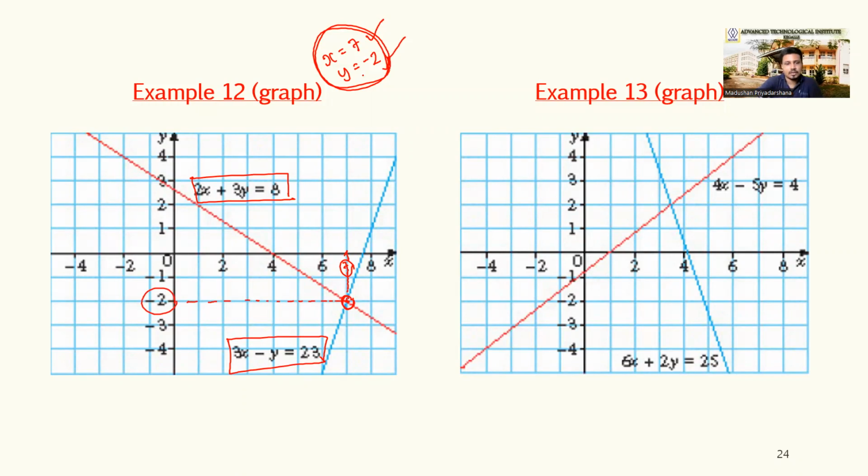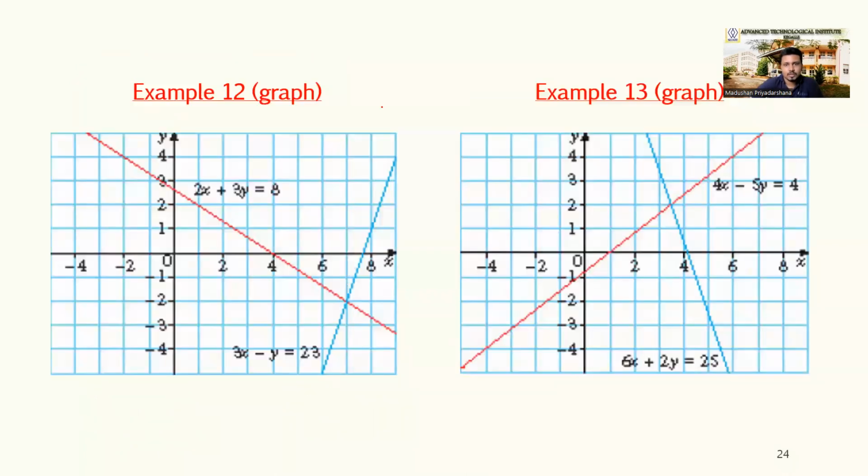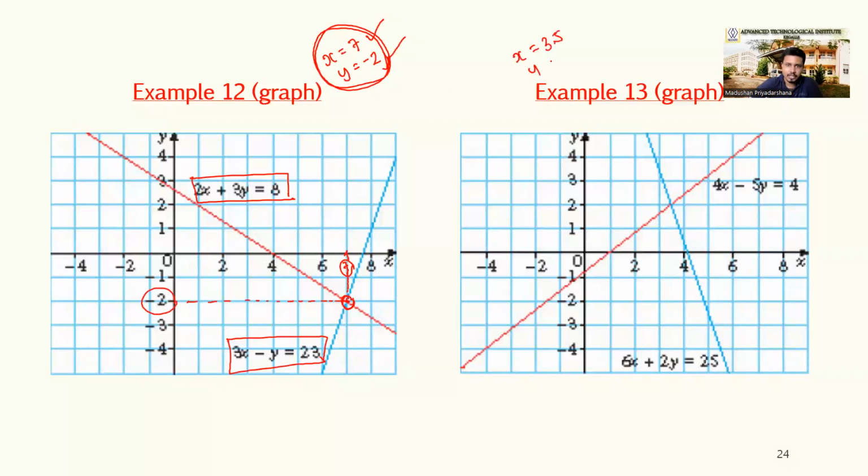Right? Look at example number 13. The answers we got were what? X equals 3.5 and y equals 2. So these are the answers we got for example number 13.